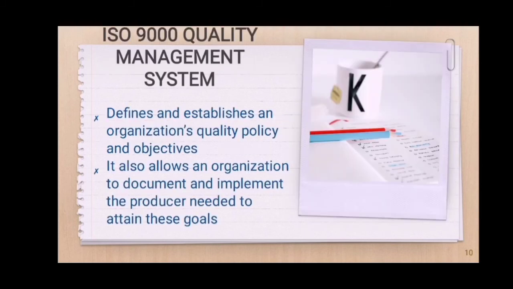So next is the quality management system. So the ISO 9000 states that a quality management system defines and establishes an organization's quality policy and objectives. It also allows an organization to document and implement the procedures needed to attain these goals. So, a quality management system helps companies or businesses to improve their product reliability, durability, and performance.